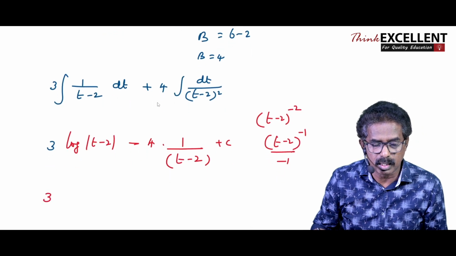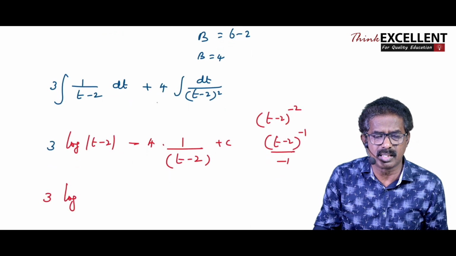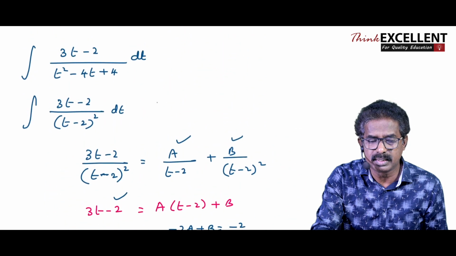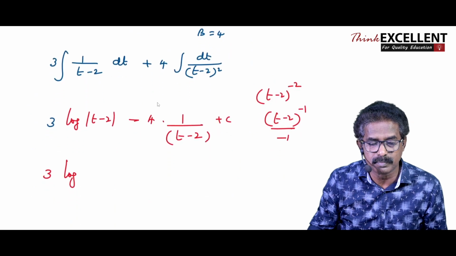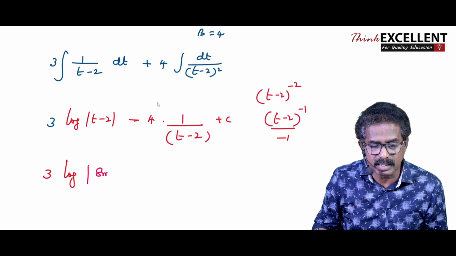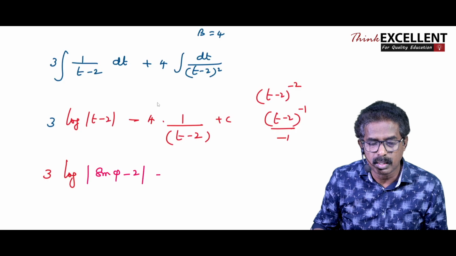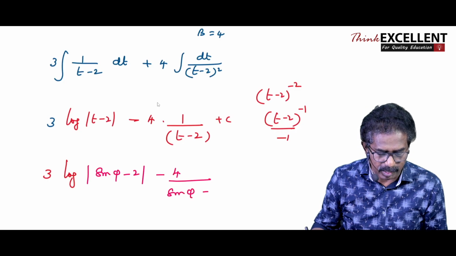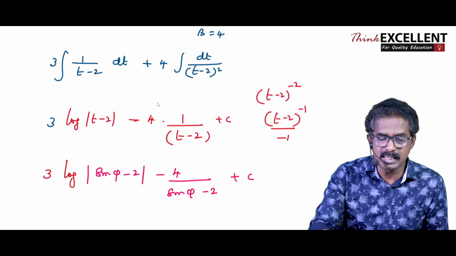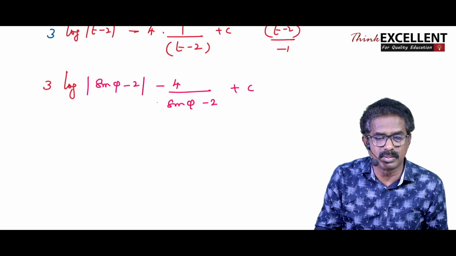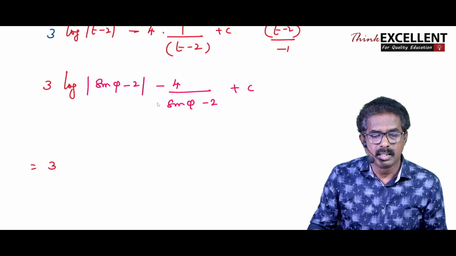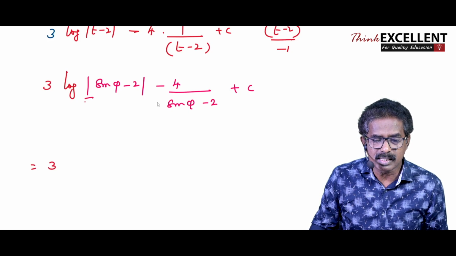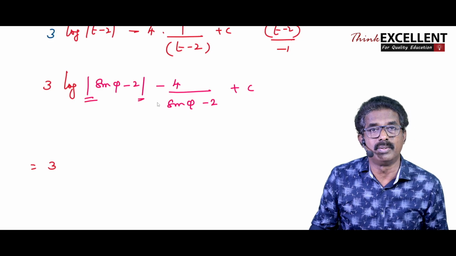3 into log of, here there is a modulus. So what is the t value? T value is sin phi. So first I am writing as it is, sin phi minus 2 minus 4 by t, t value sin phi minus 2 plus c. This can be rewritten. You can write it as 3 into log of, the modulus symbol is there to take the positive value.